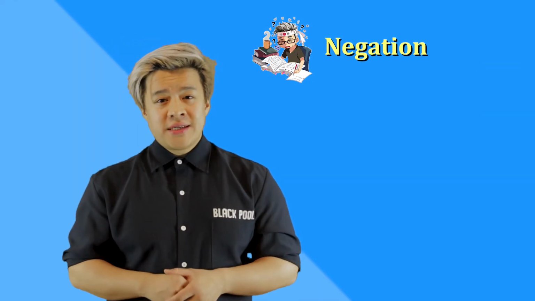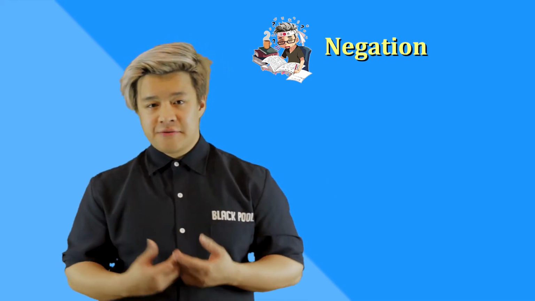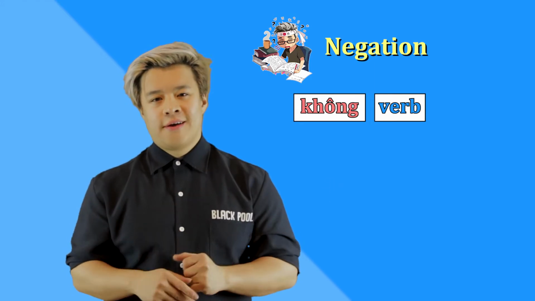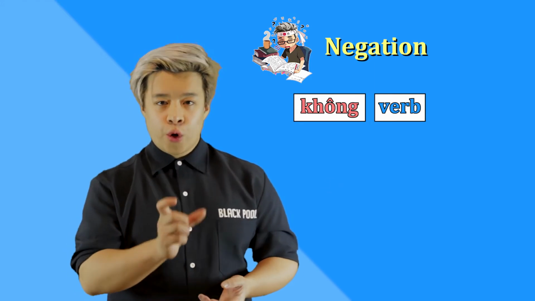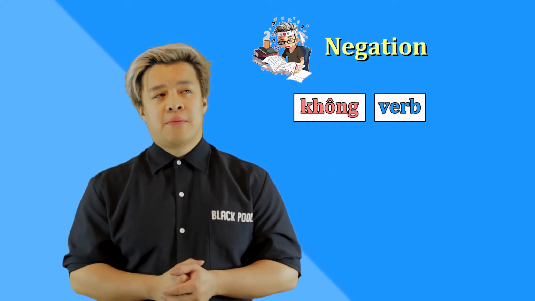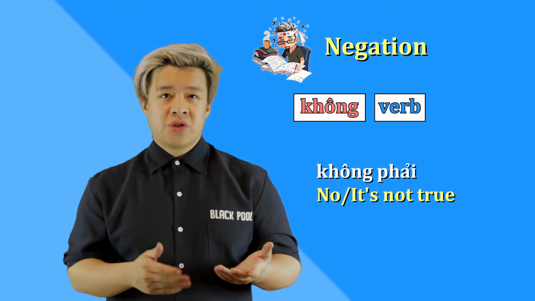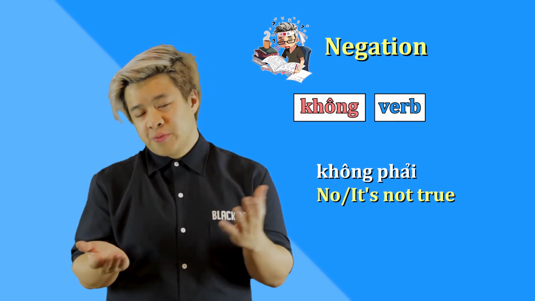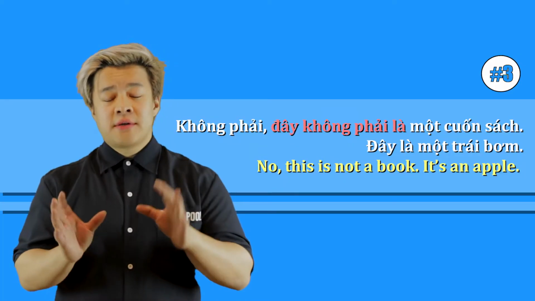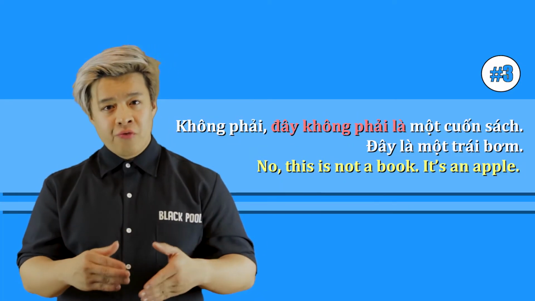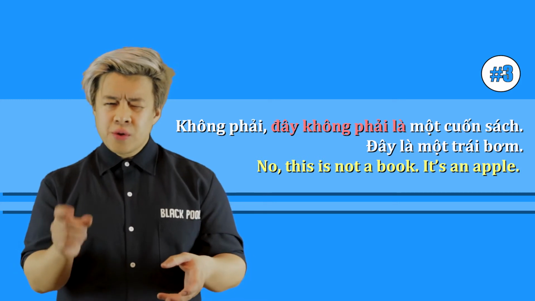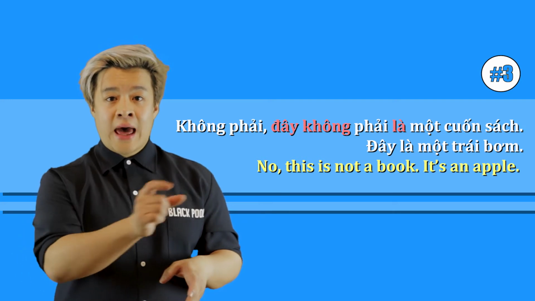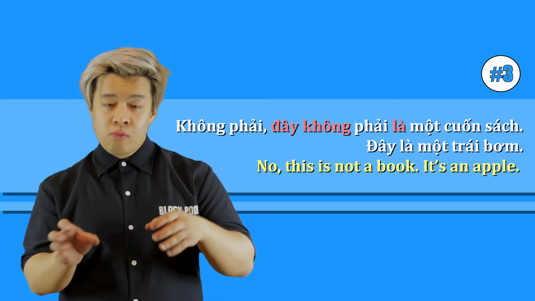The new grammar point here is negation, so how to form a negative sentence. To do so, you only need the word không, which means not. You simply add that word in front of the verb. So for example, không phải, which literally means it's not true, or can also be translated as no. And then you see, đây không phải là. Again, with the verb là, to be, you also need to add the word phải. So you don't say đây không là blah blah blah. You say đây không phải là.